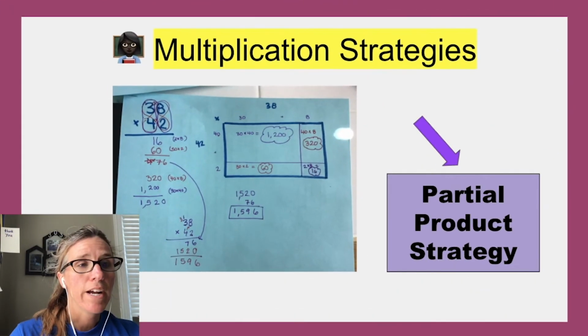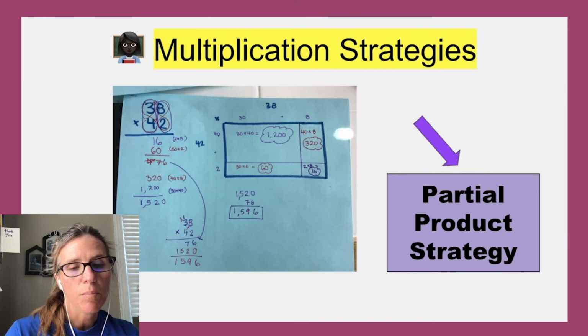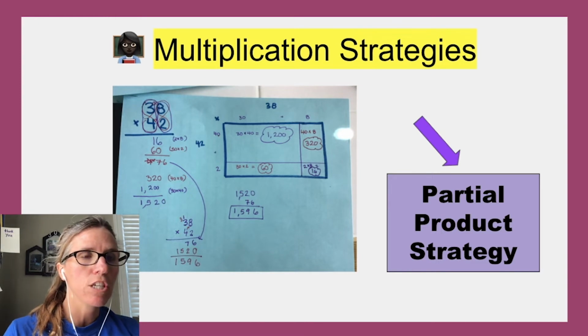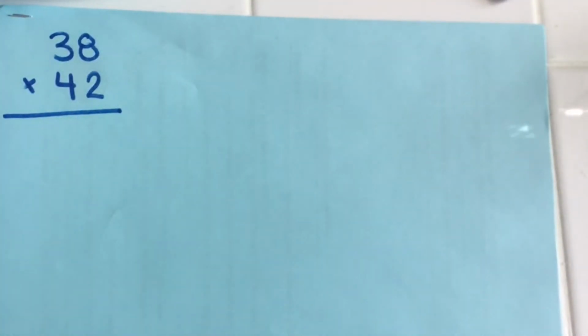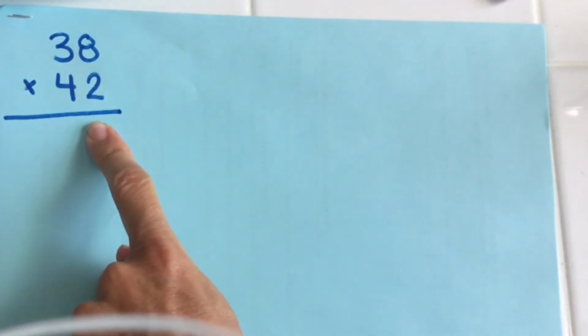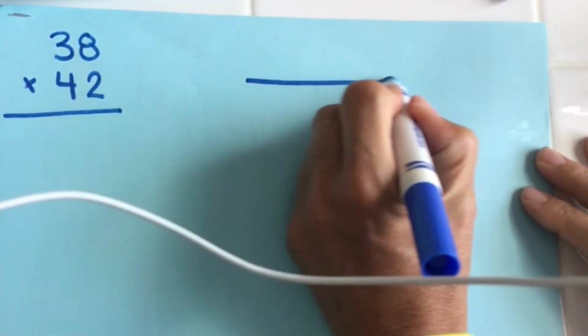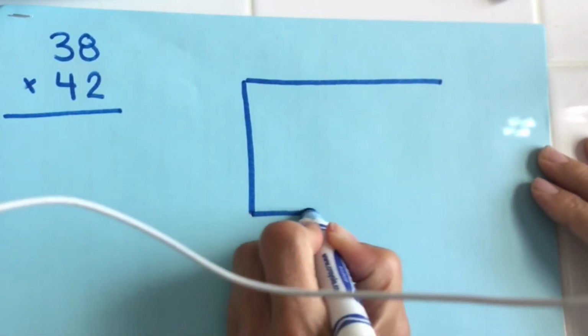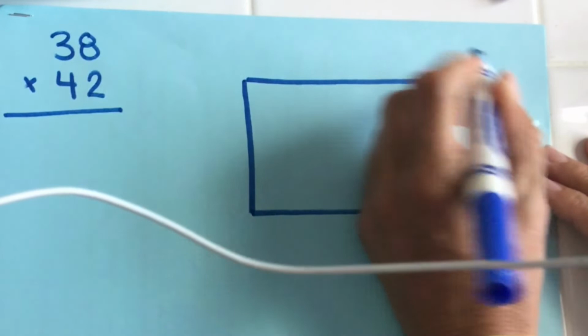The final strategy that we're going to demonstrate today is called a partial product strategy. And I want you to pay close attention to how this strategy might relate to a more traditional algorithm or strategy that some parents and some kids may have learned. In this next example, I'm going to blend a combination of a more traditional algorithm with an area model and using expanded form to see how those partial products can help us to solve big multiplication problems.